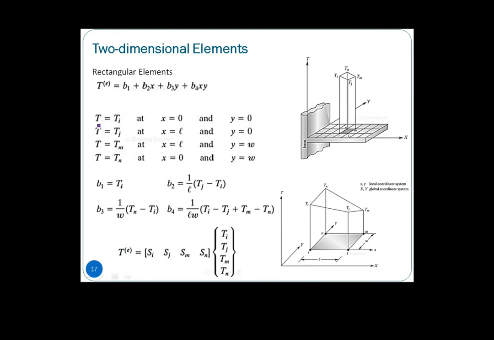So we need 4 conditions to determine B1 until B4. Of course we have the conditions T equals Ti at this particular point, where local coordinate x equals 0, so y of course equals 0 also. Here j is L, and M, this is W. So in local, we have x equal to 0, y equal to 0 when T equals Ti, T equals Tj. At this point x equal to L, y equal to 0, then we have T equal to Tm. Here x equal to L, y equal to W. Then T equal to Tn at x equal to 0, y equal to W. So with these 4 conditions, we can solve for these 4 unknowns B1 until B4.